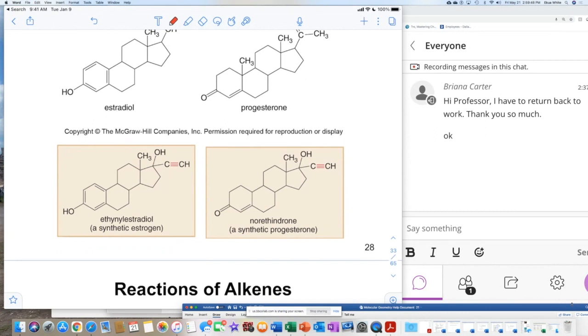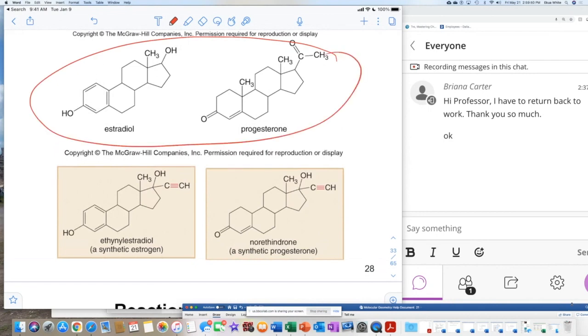Okay. So here we have the natural hormones, and these are the synthetic ones.